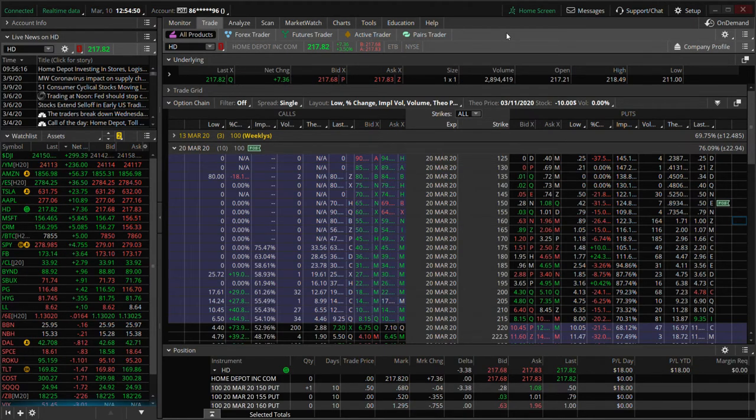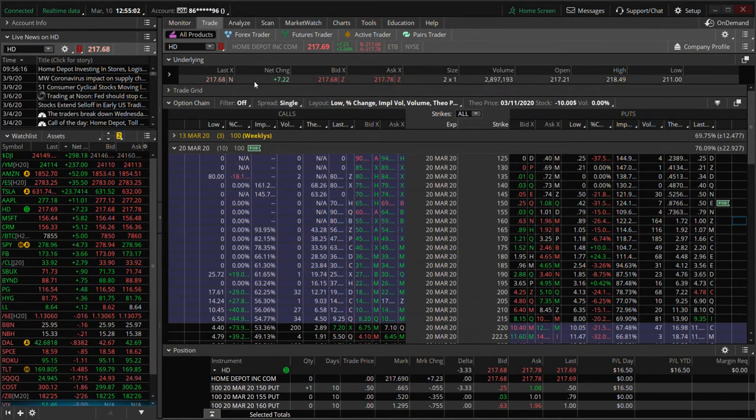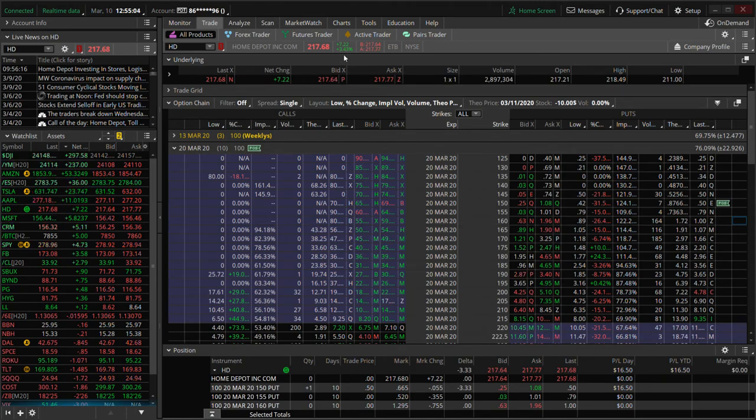Okay, it's March 10th and we've got a trade here. We've just bought a Home Depot put for 50 cents. We just bought the 150 put that expires in 10 days. It's way out of the money. Home Depot is trading up $7 or up 3.4%. Traded as high as 218.